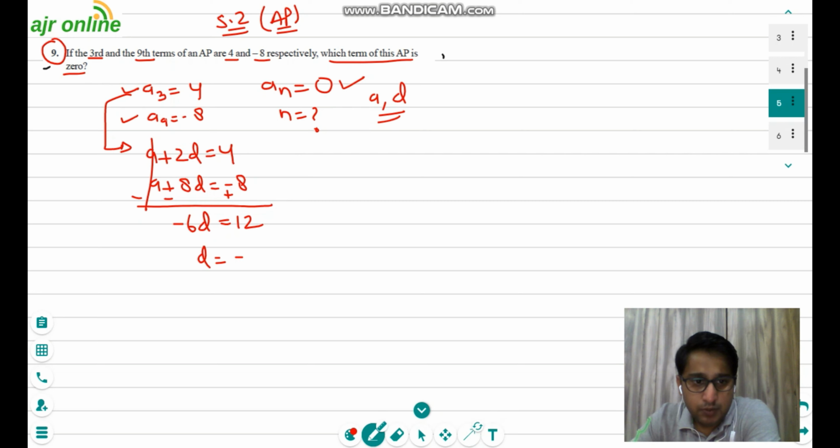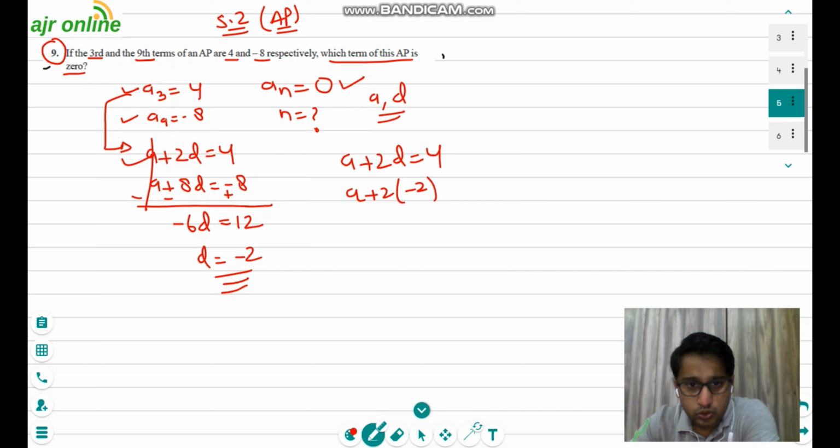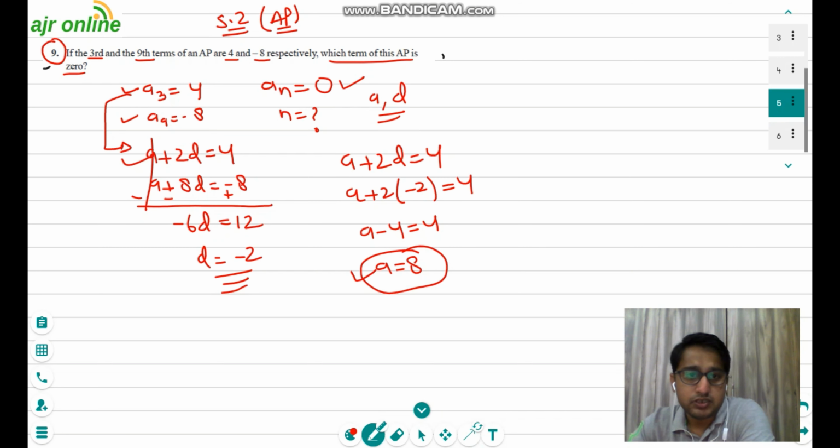So d will come out to be minus 2, and we will put d in the equation a plus 2d, as we know that a plus 2d is equals to 4. So it will become a plus 2 into minus 2 equals to 4. It will come out to be a minus 4 equals to 4, and a will come out to be 8, dear students. So now we have got a and d.